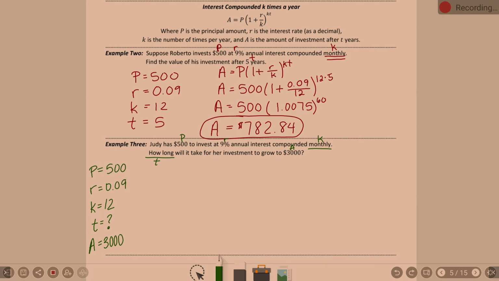And this is where this lesson becomes a pre-calc lesson instead of a basic algebra lesson. So, fill in your equation. A equals P times 1 plus R over K to the KT. What do we have? 3,000 equals 500 times 1 plus 0.09 divided by 12, raised to the 12 times t.